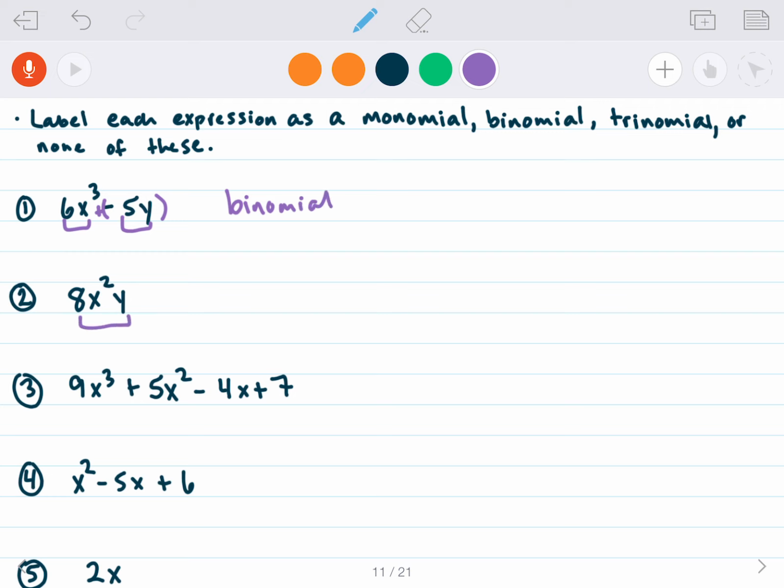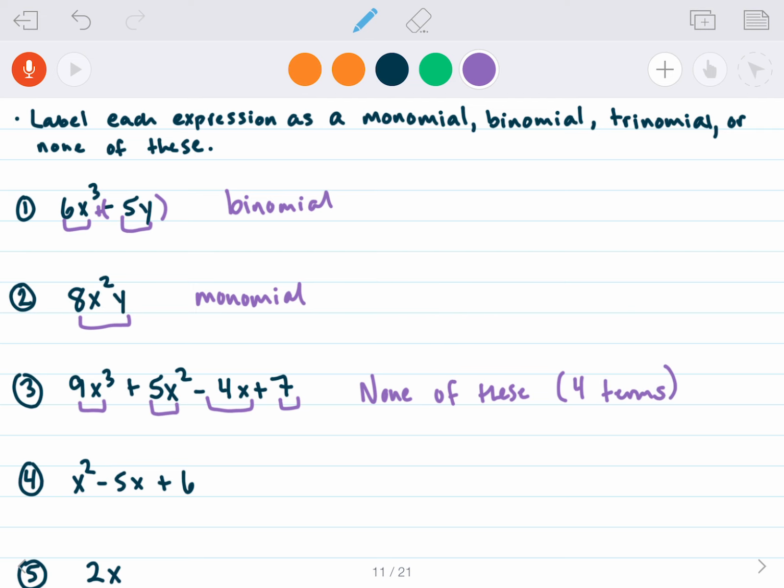Now this guy, we don't have any plus or minus signs. There's just a single chunk, 8x squared y. This is all being multiplied. So single term means monomial. Okay, let's look at the next one. We have something all multiplied, a plus, something all multiplied, a plus, something all multiplied, a plus, and there's our final term. So 1, 2, 3, 4 terms. This is none of these. All right, for a trinomial, we need 3, but we have 4 here.